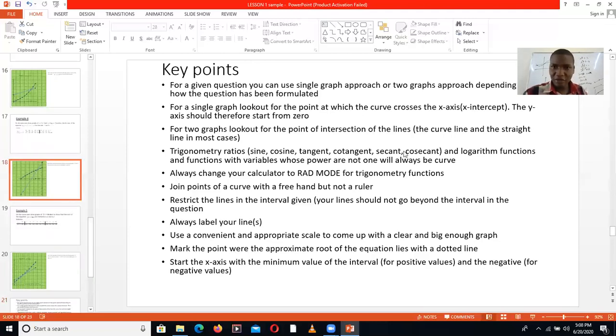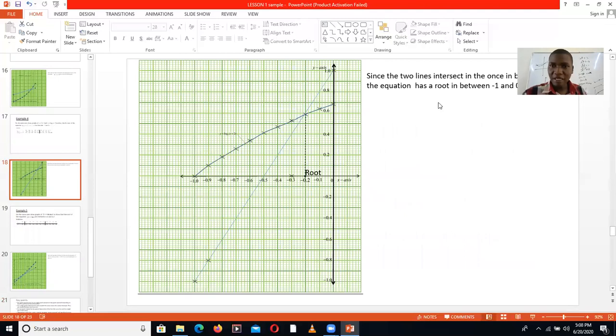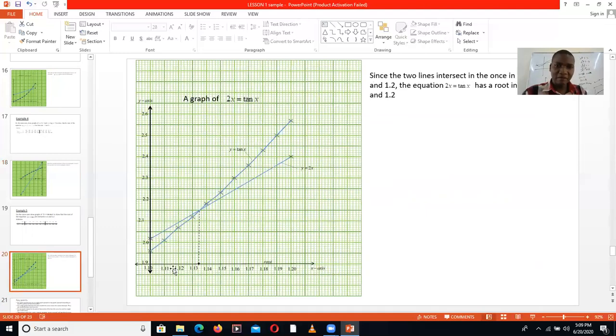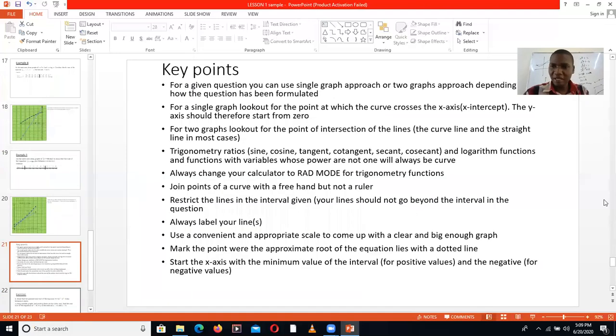In this question, they were saying between -1 and 0. So my x-axis starts from 0 towards the negative. So in this case, 0 is the maximum. So for negative values, the x-axis should start from the maximum value towards the negative values. If you have positive values, my x-axis should start from the minimum value towards the positive. That's what that point means, and many others.